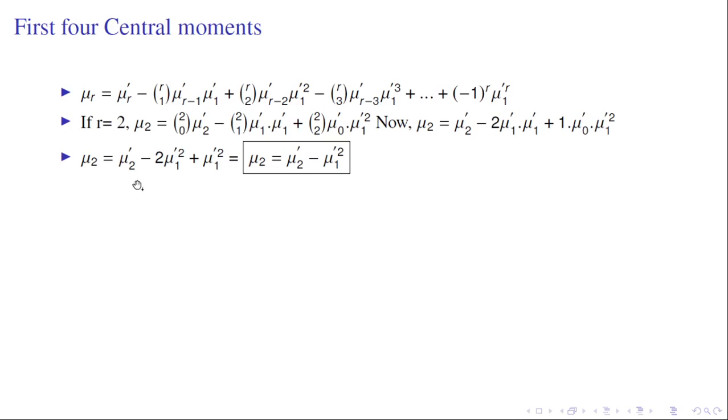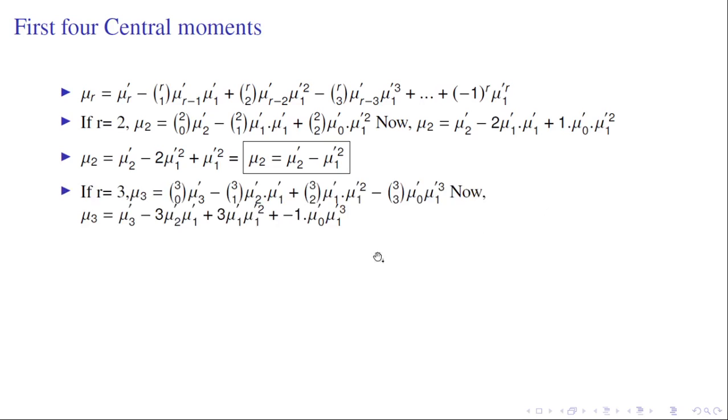Here this is equal to mu 2 dash minus 2 mu 1 dash mu 1 dash, that is 2 mu 1 dash whole square, plus 1 mu 1 dash whole square remains, since mu 0 dash is equal to 1. Here with minus sign 2 mu 1 dash whole square and with plus sign 1 mu 1 dash whole square, 2 minus 1 remains. This is mu 2 dash minus mu 1 dash whole square. Therefore, mu 2 is equal to mu 2 dash minus mu 1 dash whole square.